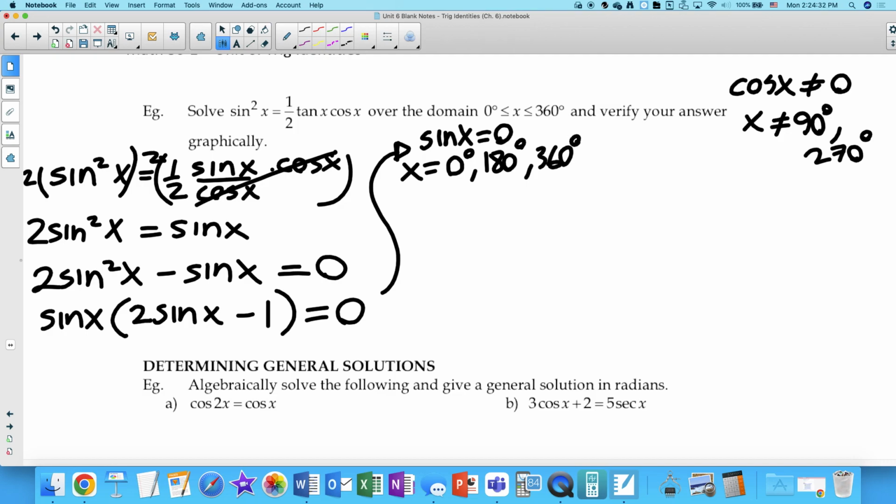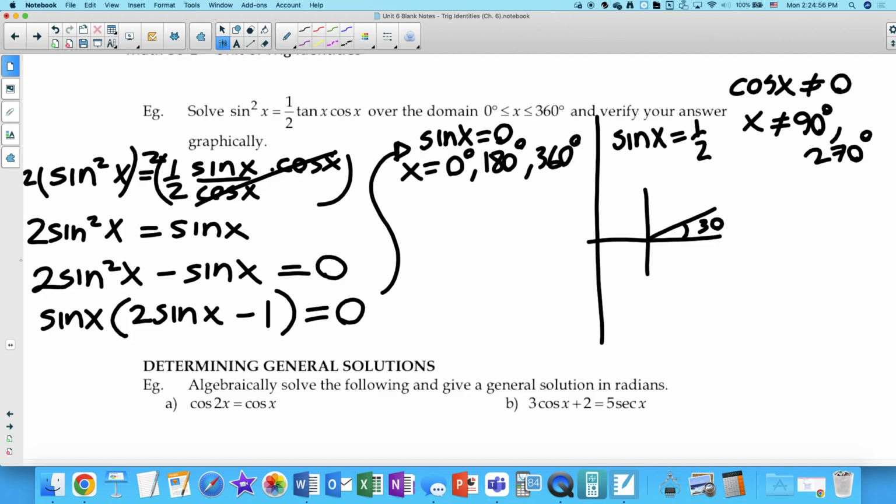And then the other piece is from the second factor, sine x would equal 1/2. And we've already solved that in radians as well. The reference angle was pi over 6, or 30 degrees, right? So this is 30, but it'll be in this quadrant as well because it's in quadrants 1 and 2. So here we'll get x equals 30 degrees and 150 degrees.